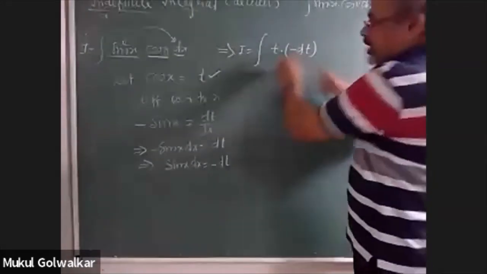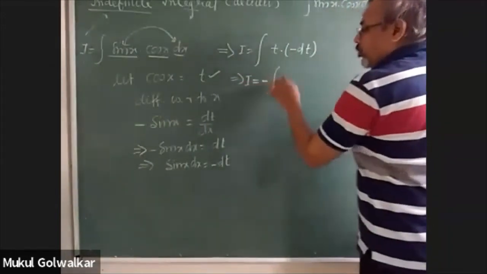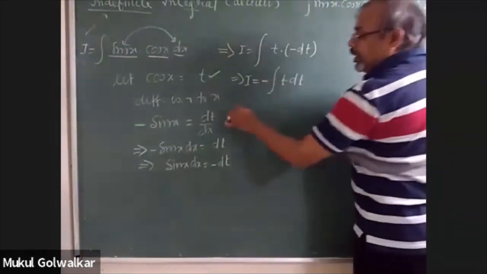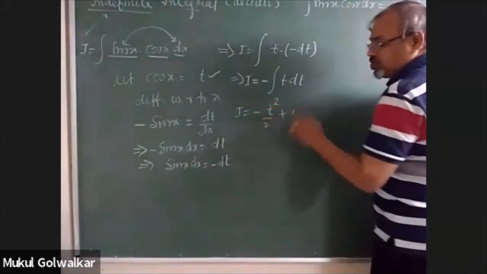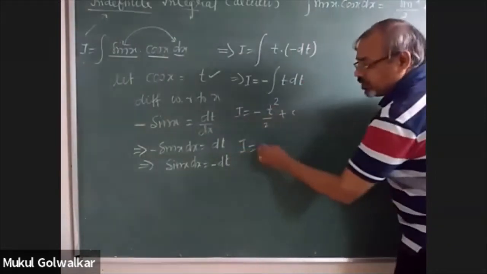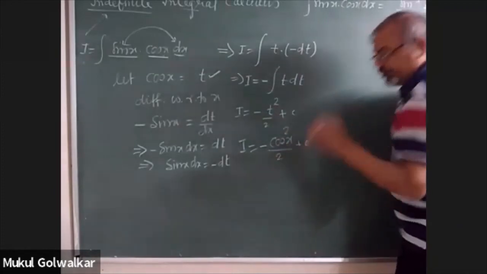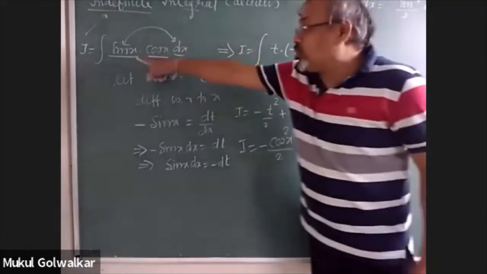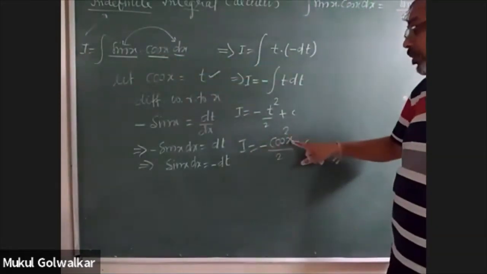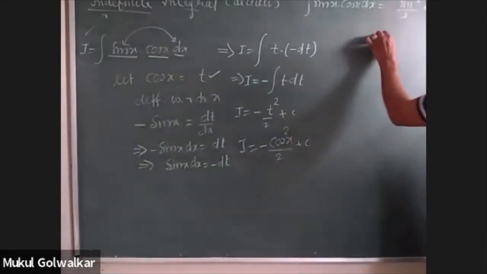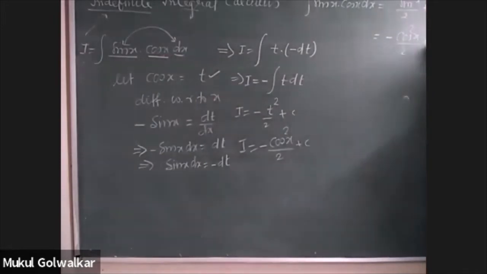If I take the minus sign out, I will be able to write I is equal to minus the integration of t dt. And if I integrate this, I will get minus t square by 2 plus c. And I am going to write I is equal to minus cos square x divided by 2 plus c. Means for the same question, I get the second answer as minus cos square x by 2 plus c. This is also a correct answer.